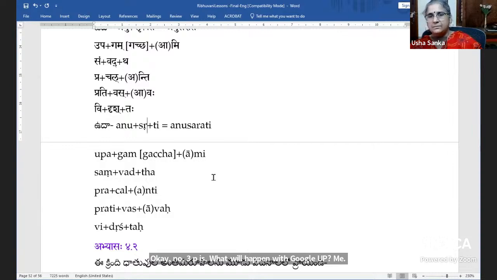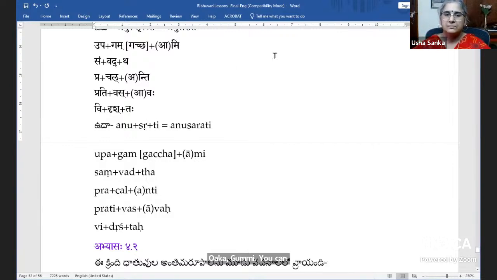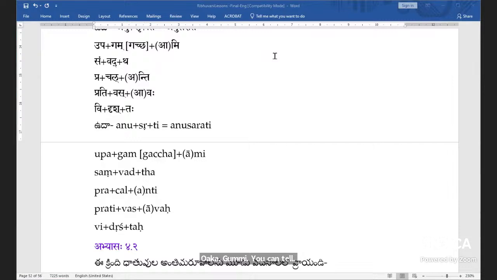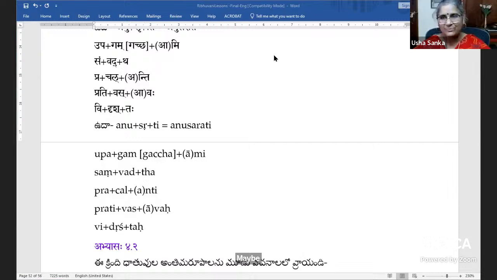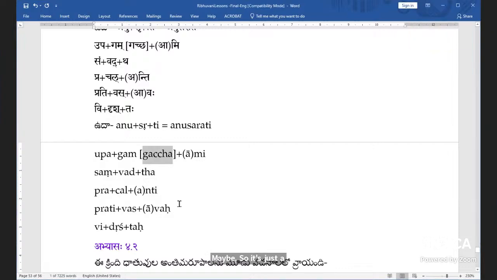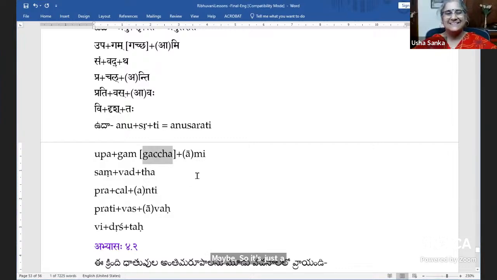Upagacchami. You can tell. Maybe... Upagacchami. Correct, it's just a hint. You will use what is there in the bracket. Okay, correct, Upagacchami. So, somebody else. Srinidhi, please tell Samvadatha. What will it become?